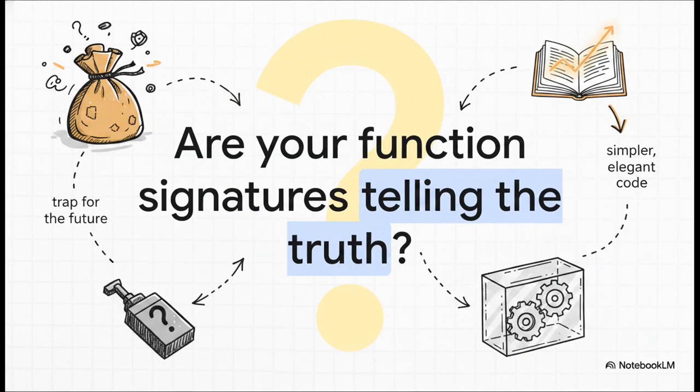So the next time you're staring at a messy function signature and you're tempted to reach for context.WithValue, just stop for a second. Ask yourself, are your function signatures telling the truth? Are you actually making things simpler, or are you just stuffing your problems into a magic bag, setting a trap for your future self? Because at the end of the day, the best code, the truly elegant code, is the code that's honest.